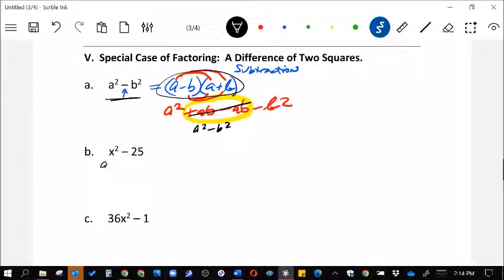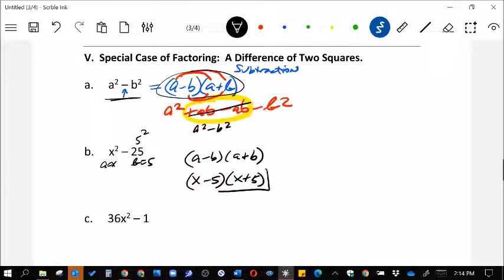Here in this case, my a is equal to x, and my b is equal to 5, because 25 is 5 squared. So that means for a minus b and a plus b, I want to use an x minus 5 and an x plus 5.